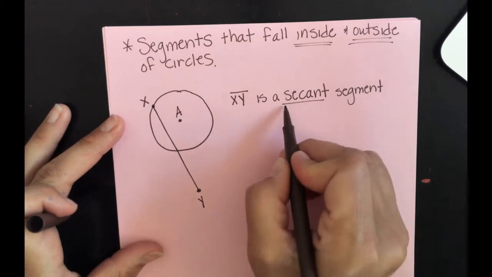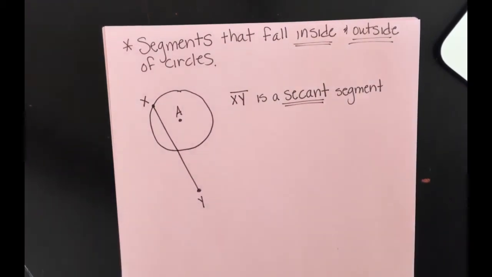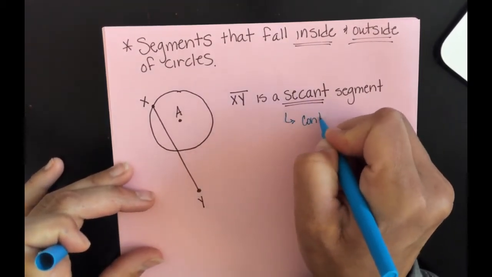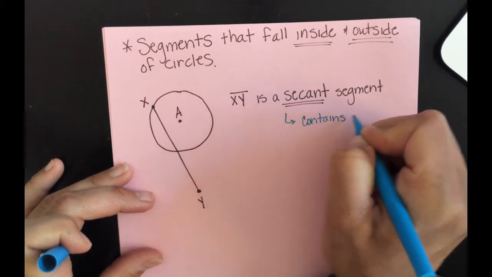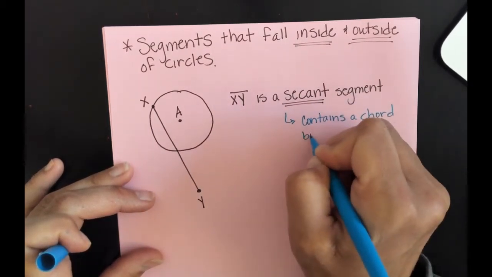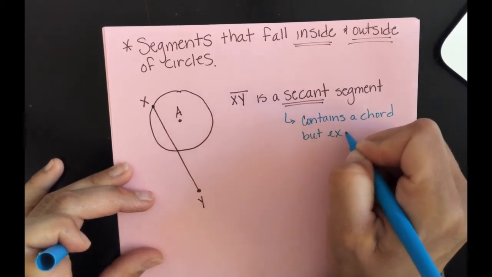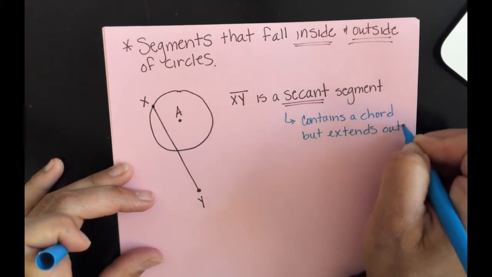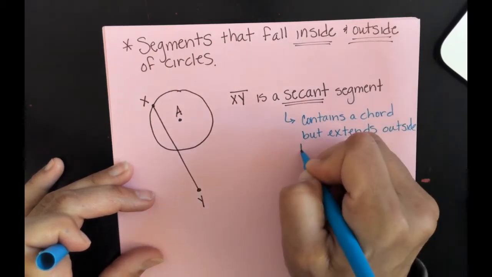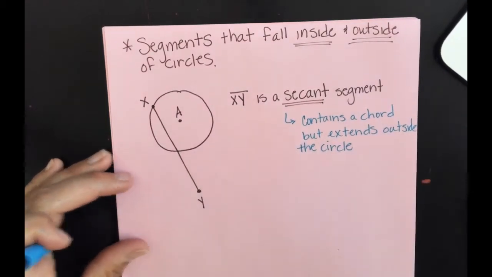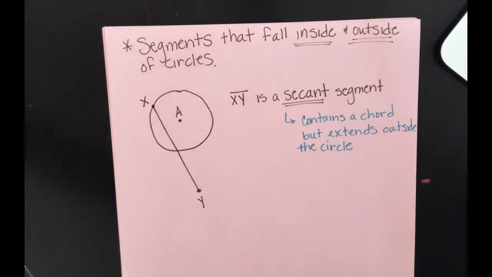And secant is our next segment that we want to talk about. It contains a chord, but extends outside the circle. So notice one of the endpoints is outside of our circle.